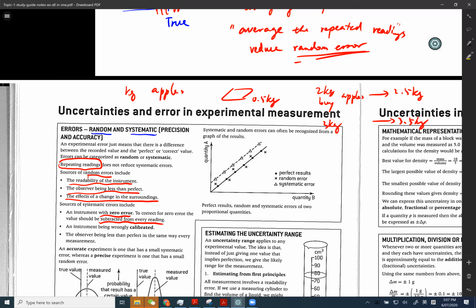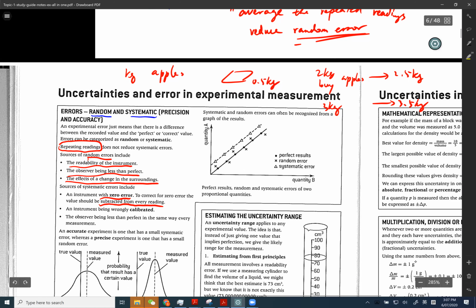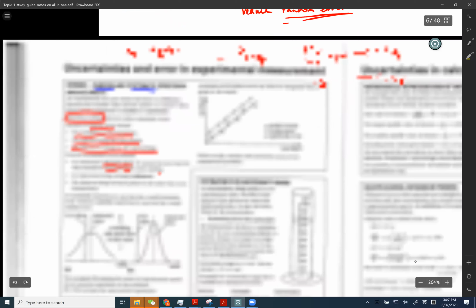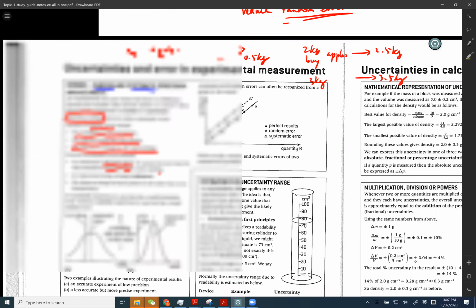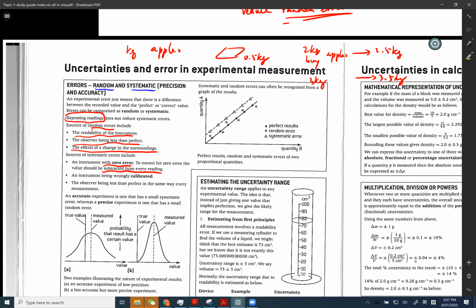Ryan asked a good question. Zero error means the actual answer should be 0, but you have value there. Okay, that's called a zero error. That's about the instrument. Okay. Calibrate is a kind of adjust or something.